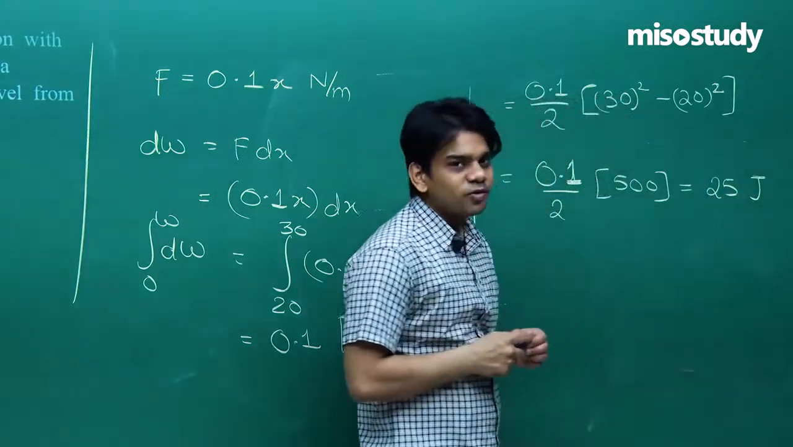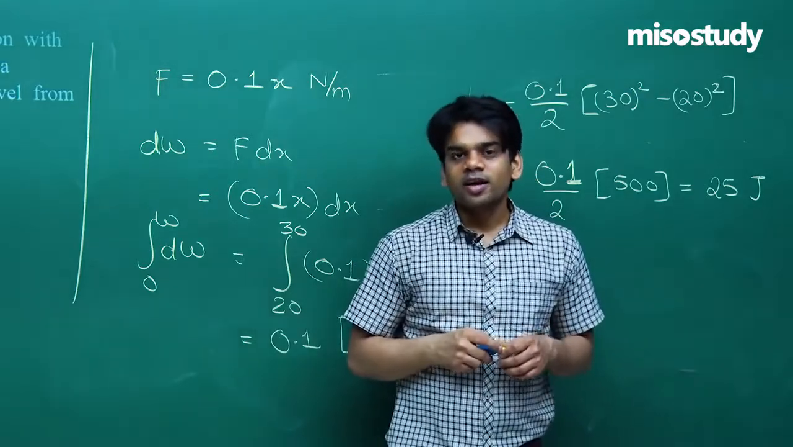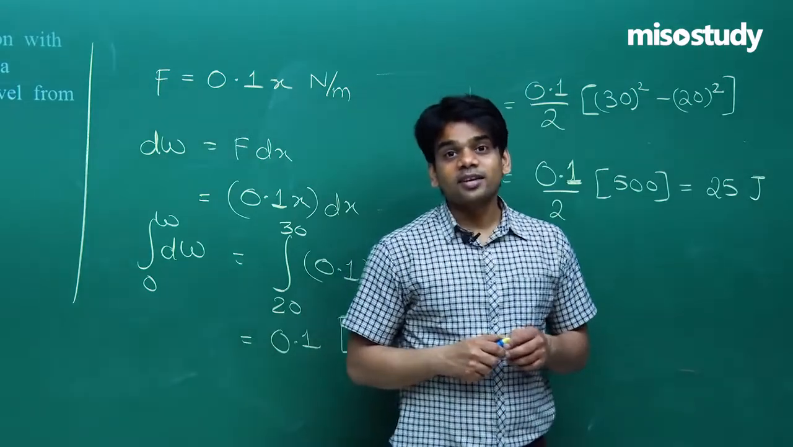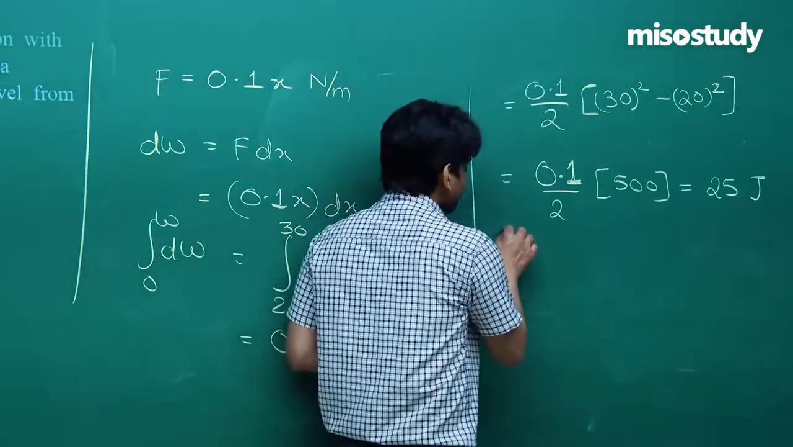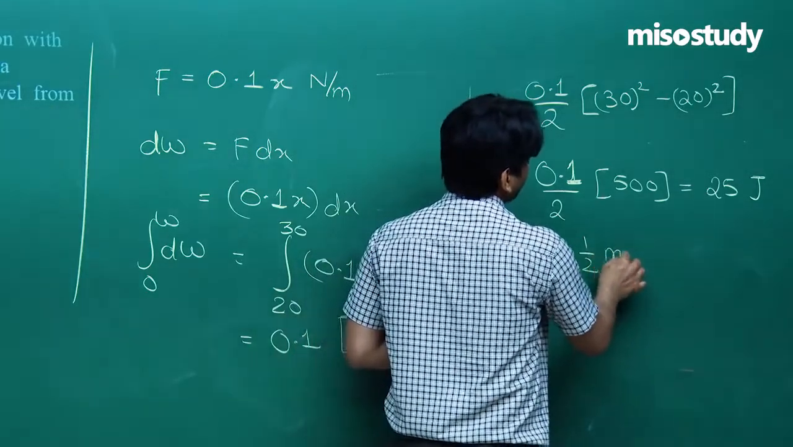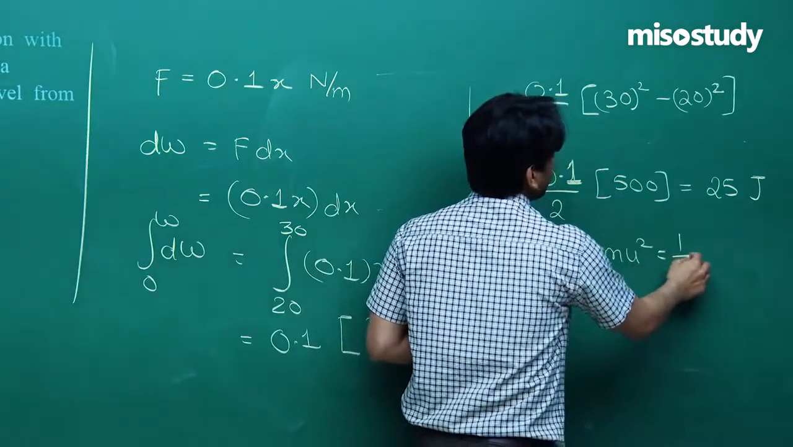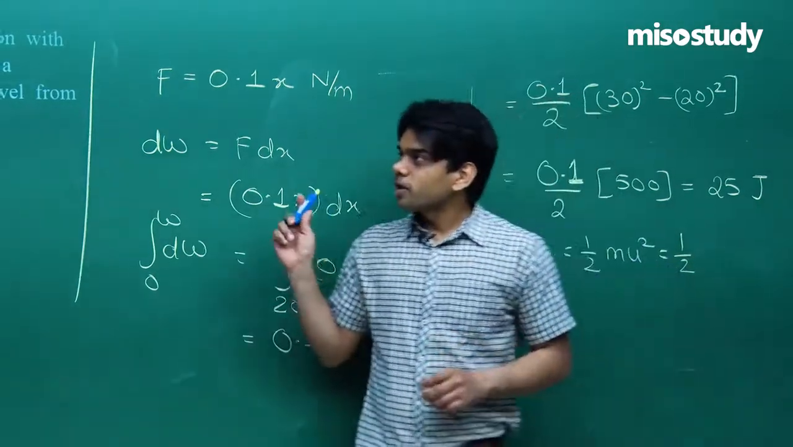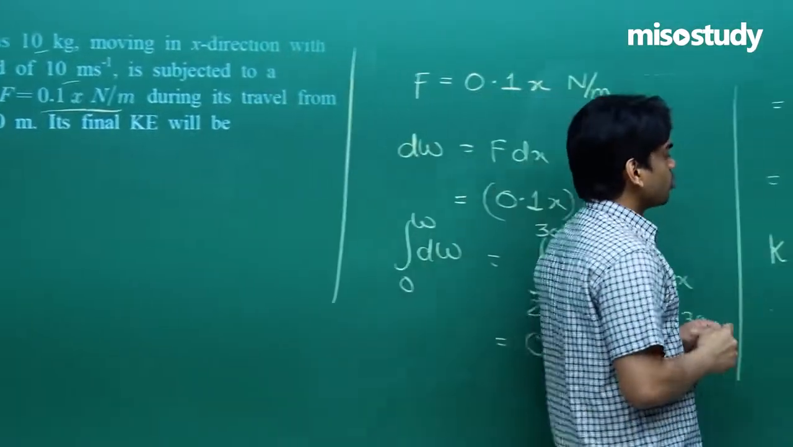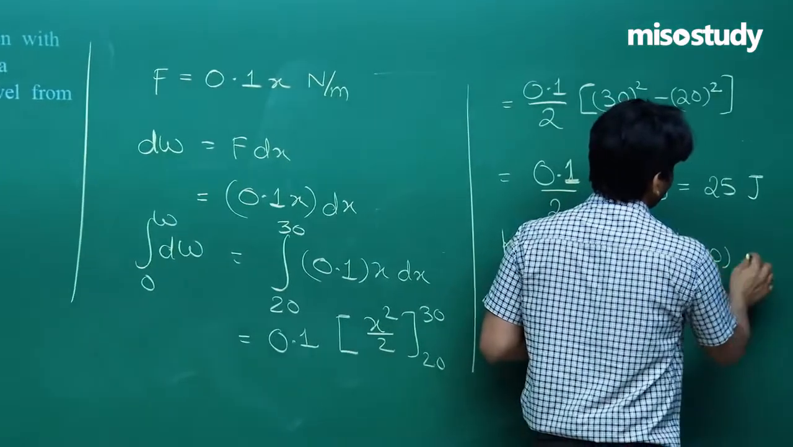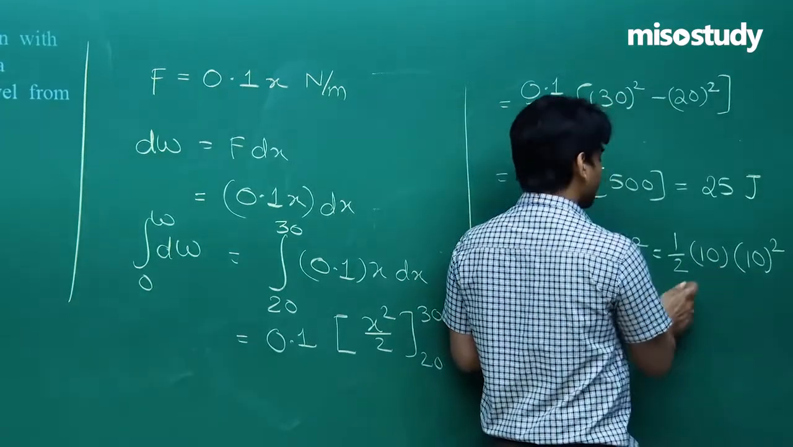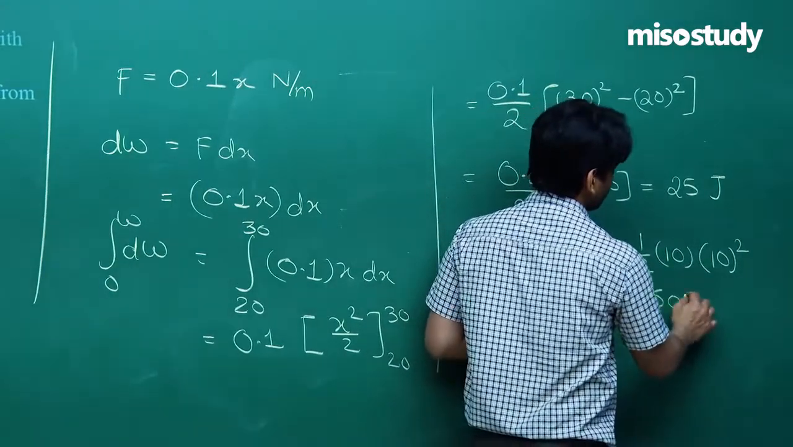Finally, I have expressed 25 joules as the work done by this force. Now you see the initial value of kinetic energy. The initial value of kinetic energy will be equal to half m u square. The mass of the body is 10 kg, and its speed is also 10 meter per second. So half m u square: 10, and u is 10, whole square. So 100 into 10, 1000 by 2, 500 joules.